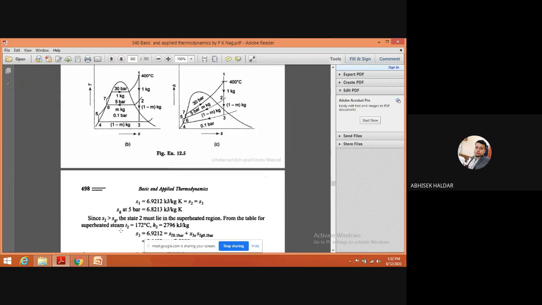You see this T2 temperature. What is this T2 temperature? Temperature at this point. That is the saturation temperature at the 5 bar. Okay. Saturation temperature at this 5 bar pressure in the superheated zone. And the H2 value, they have also got this 2796.